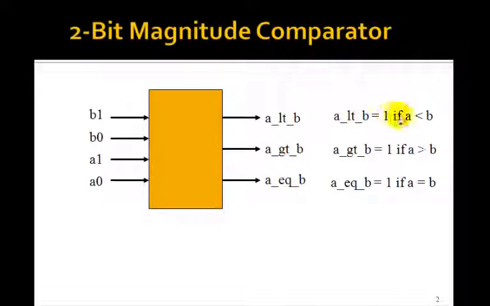A less than B will be equal to 1 if A is less than B. That is, if A1, A0 as a 0 to 3 number is less than B1, B0 as a 0 to 3 number. If A is greater than B, then A greater than B will be equal to 1. And if A is equal to B, A equal B will be equal to 1.